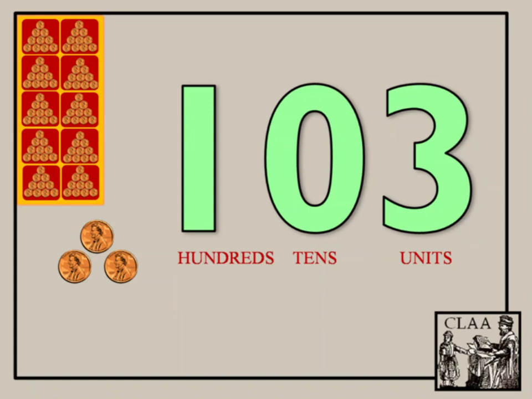How many pennies do you see on this screen? You can see that there is 103 pennies left over. That makes 103.